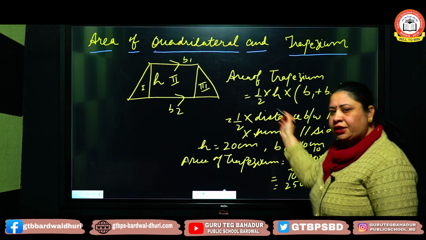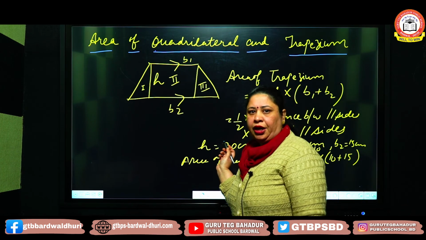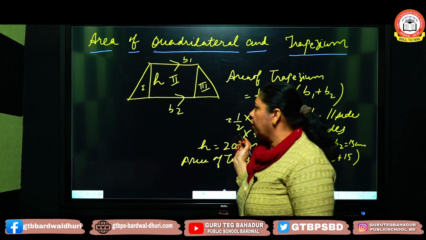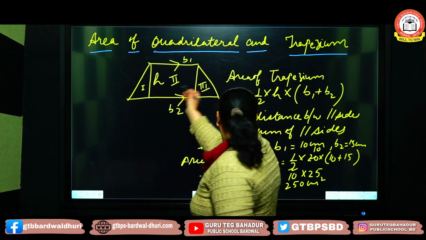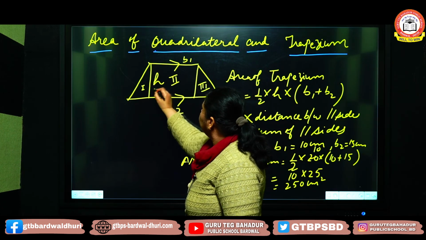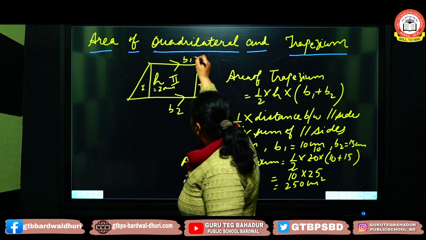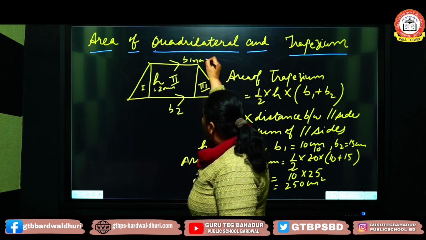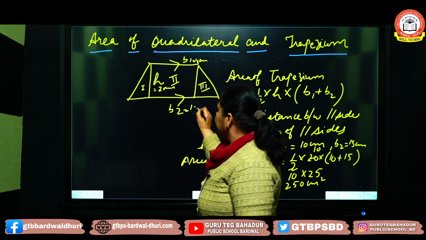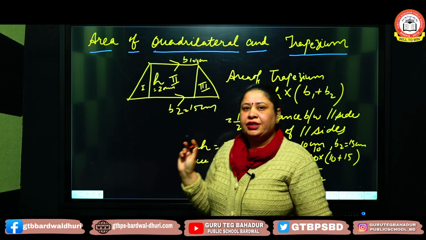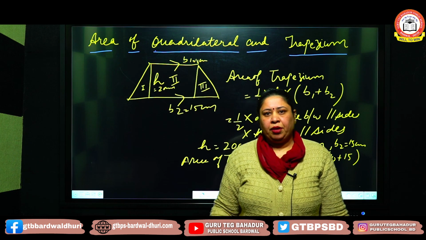So it is the easy method to find the area of a trapezium, which is a special type of quadrilateral. Here h, you already know, is 20 centimeter. In place of h we will write 20, and B1 is 10 and B2 is 15 centimeter. So an easy method to find the area of a trapezium. Thank you.